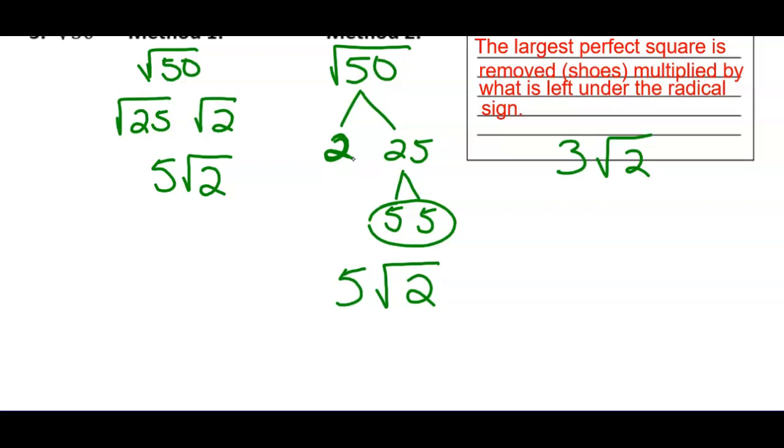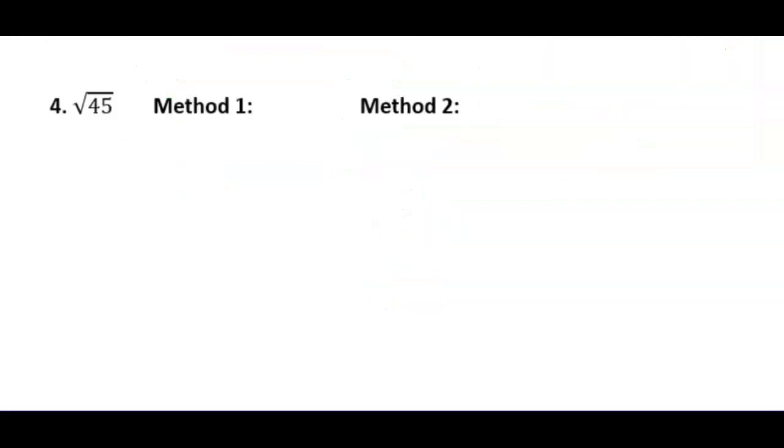So let's look at another example. Let's look at 45. So method 1 is finding the largest perfect square that multiplies by another number to make 45. So think about what that is. So what are these two numbers?